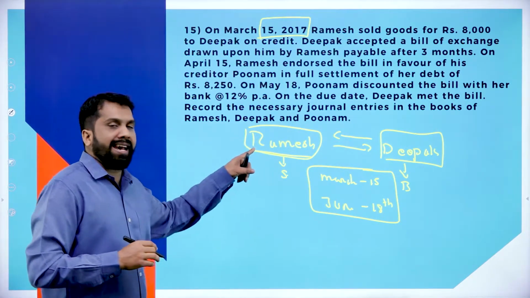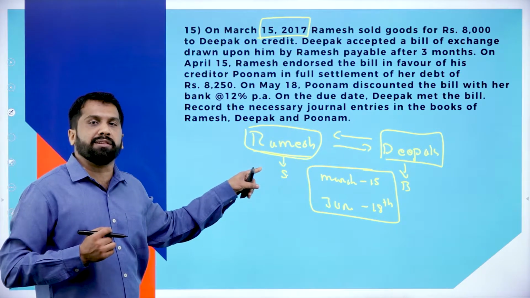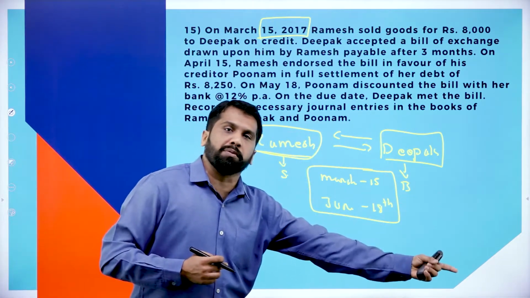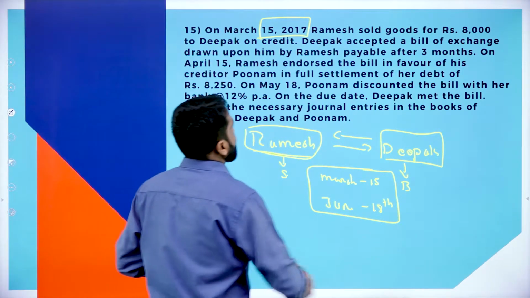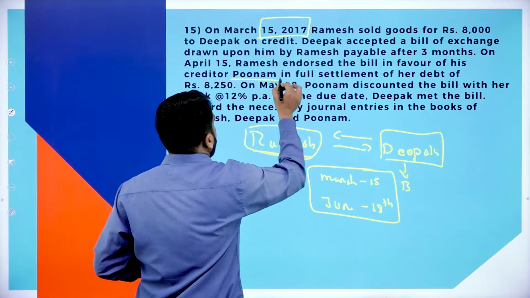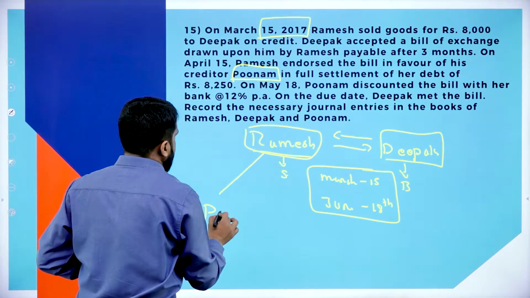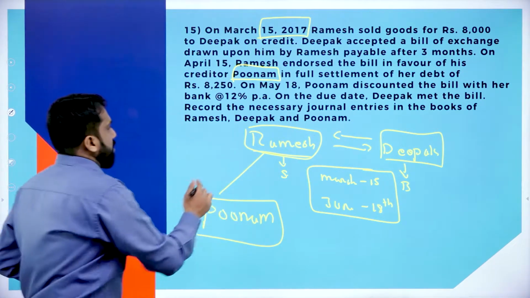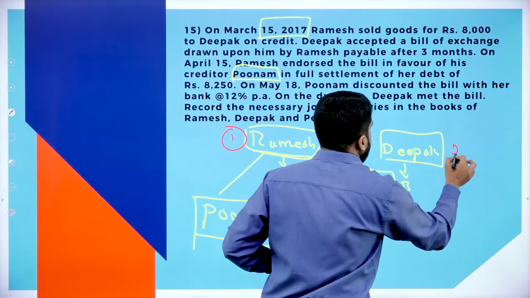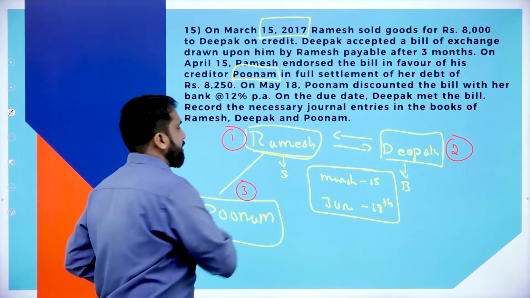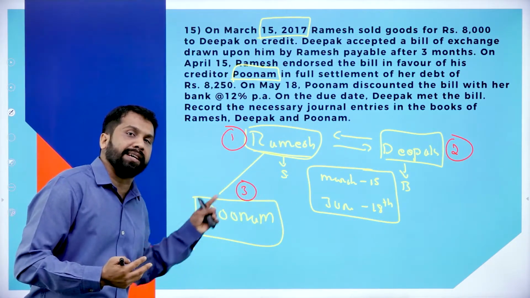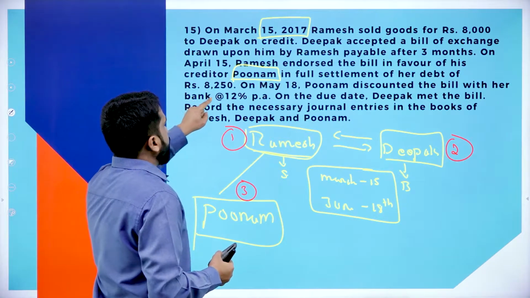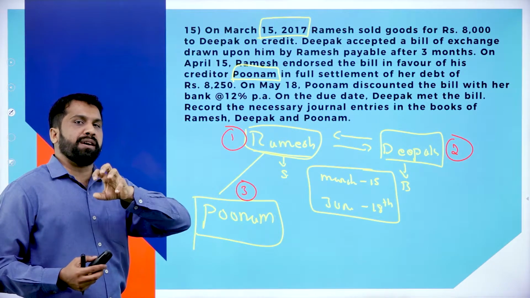But Ramesh is in an emergency for money. What will he do? He will look for one more person. He will transfer the bill to one more person. That person is called the creditor, Poonam. So the third person is Poonam. So he is the first person, he is the second person, and Poonam is the third person. Listen carefully. Now, in full settlement of her debt of rupees 8,250. Simple, I'll give you an example.